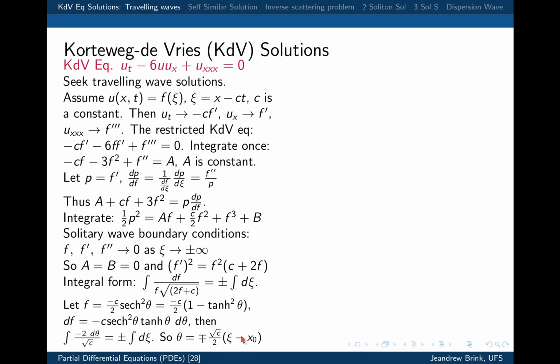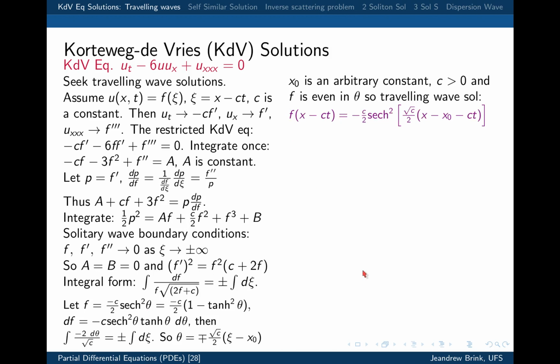Okay, and then if you put this back into the solution, you have the general form of your solution, and that general form of the solution is basically this thing. The only reason why I said you should say f is an even function of theta was basically because you have to be careful. Here were two potential solutions, but they're actually the same one. So that's the reason I made that comment. Otherwise, you would basically have written out the two possibilities. So you now have f of xc, which is f of x minus ct, simply equal to minus c over 2 sec squared of the square root of c over 2 times x minus x0 minus ct.